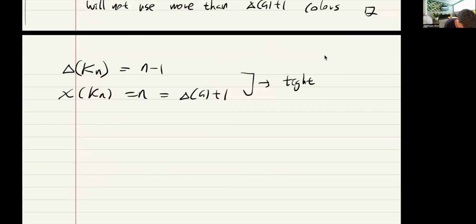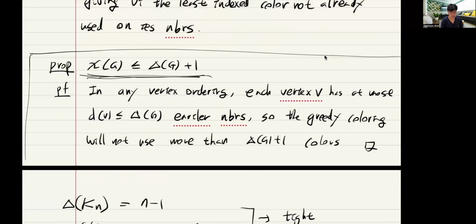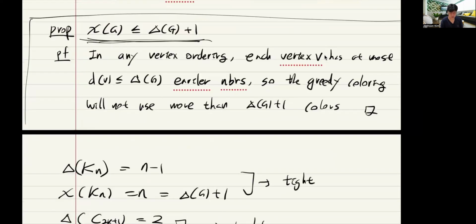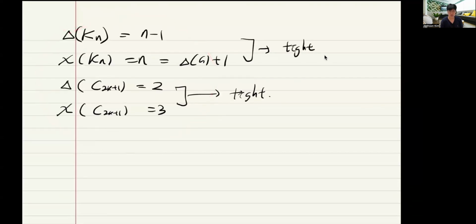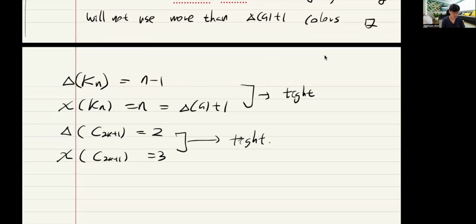And also there are other examples. The maximum degree of a cycle of odd length is 2, and its chromatic number is 3. It's easy to check. So this is tight. However, later we will see that this is rarely tight. This is tight, but it's a very rare case. Later we will see that these are pretty much the only connected examples with equality. And for the rest of the graphs, we can actually improve it. But we will prove it a bit later.